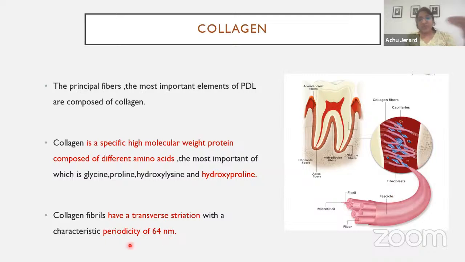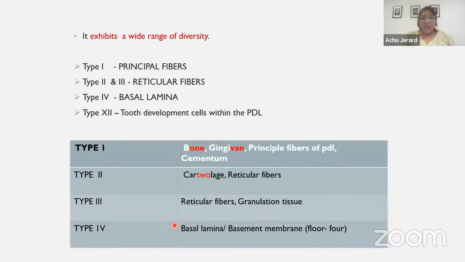So this is at a periodicity of 64 nanometer. This has come for an exam, so you need to know this value, 64 nanometer. Okay. And I have also seen that all the components we deal with are type 1 collagen, and only the basal lamina has type 4. Okay.